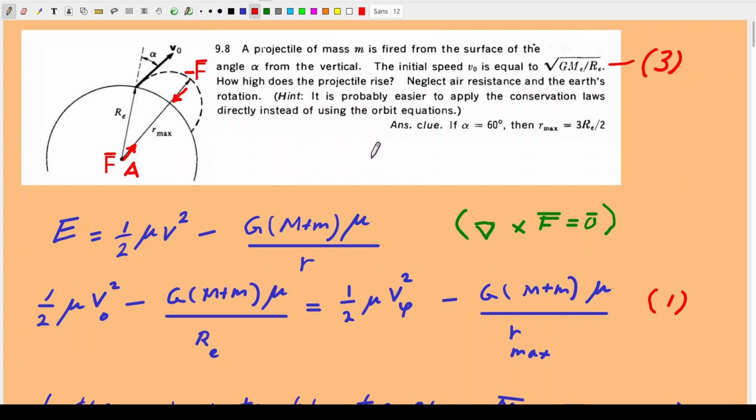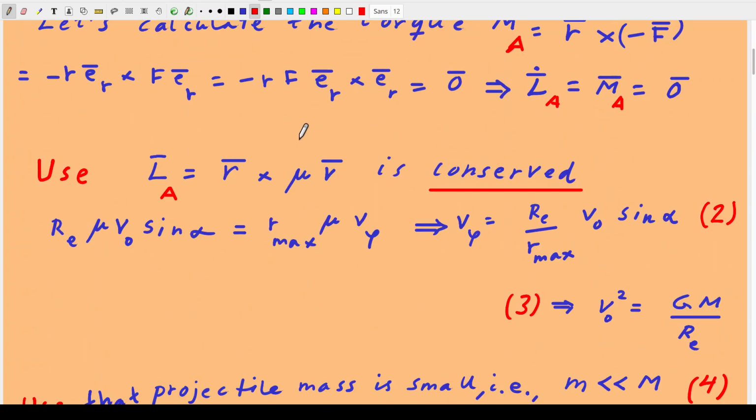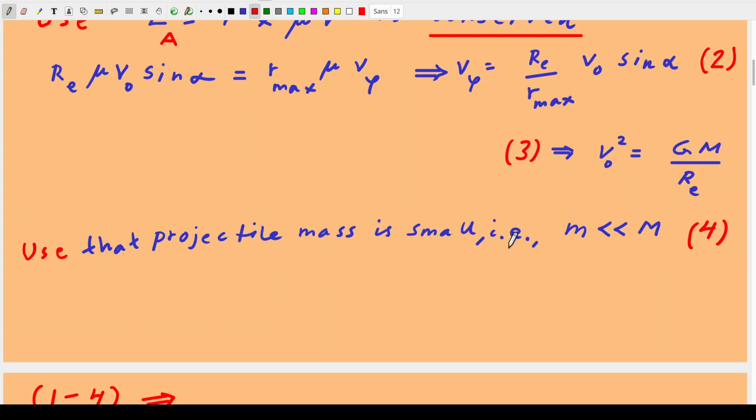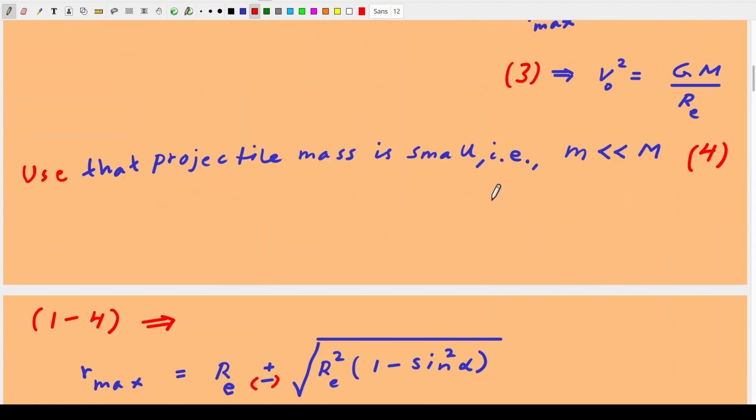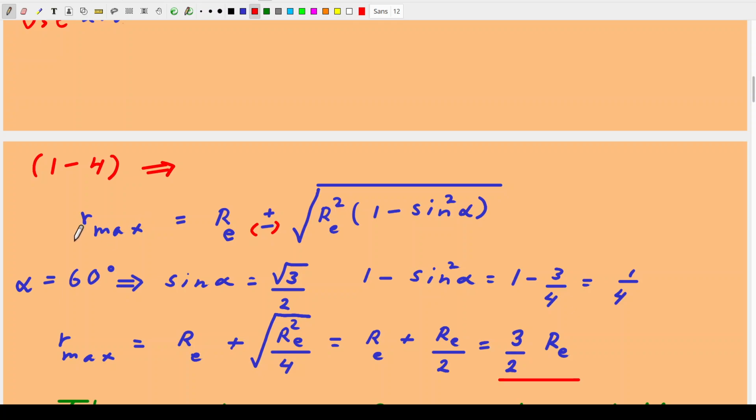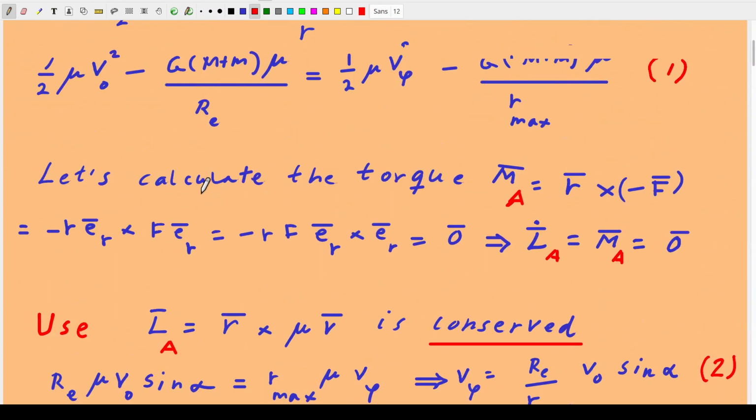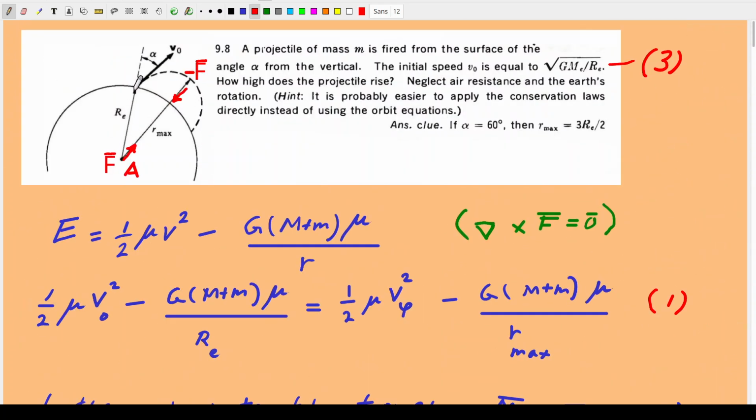And to simplify things, let's assume that the mass of the projectile is very small compared to the mass of the Earth. So use that fact, and then we get simpler equations leading immediately to the result: rmax equals the radius plus this expression. Minus it cannot be, because it must be larger than the Earth radius, as you can see in the figure here. If that's plus, then of course that is bigger all the time.